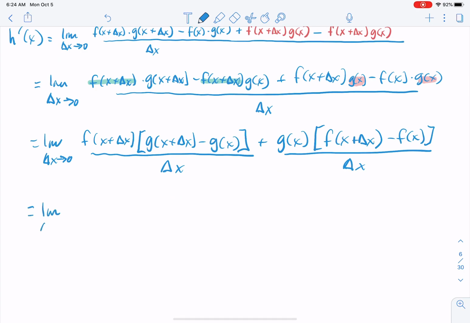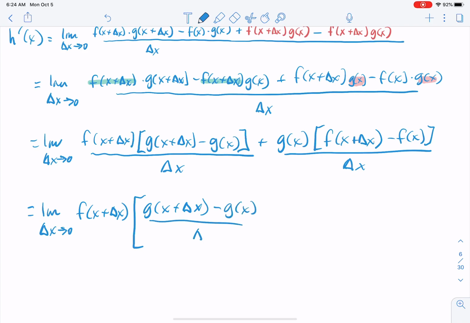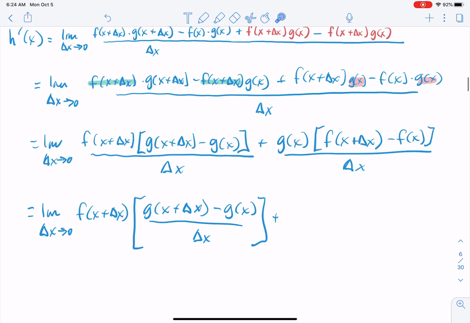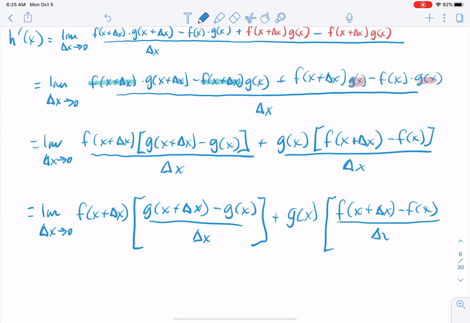So limit as delta x goes to 0 of f of x plus delta x, and then just this product here. I pulled this one, separated this thing out from the fraction. And this is just for clarity, just so that it's obvious. Over delta x. Okay, and then I'm going to do the same thing with the second one. I'm going to pull this g of x away from that fraction.